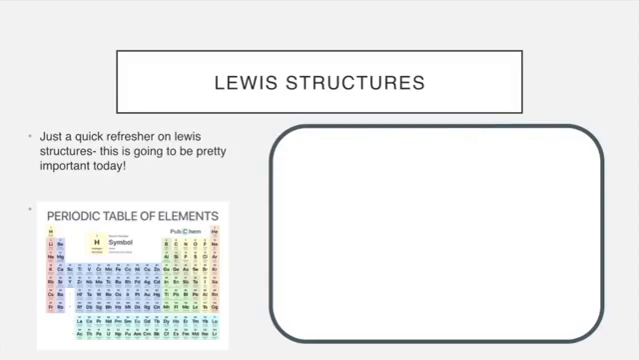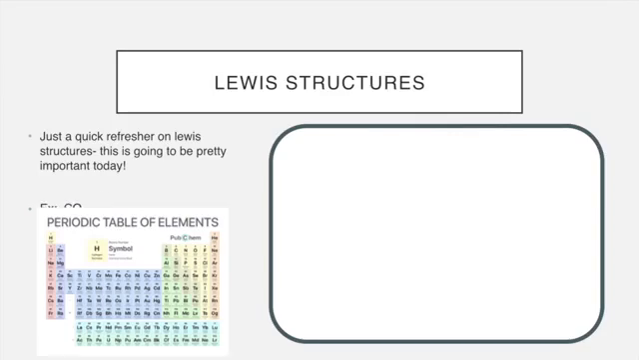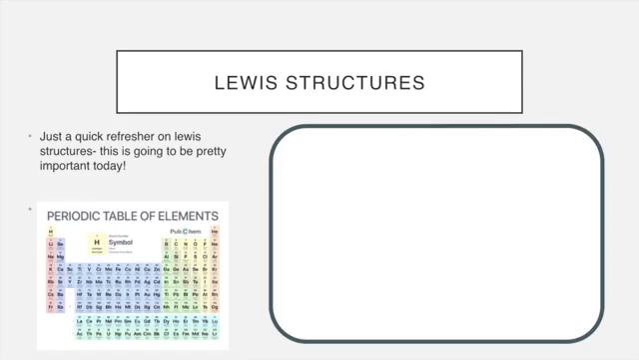Okay, so before we get started, we do need to do a very quick refresher on Lewis structures. This is going to be pretty important for today's lesson. I'm going to do a couple of examples, and I think my example got cut off. It's underneath my periodic table where that bullet is, but that's okay. I already know what it's supposed to be. So let's go ahead and try this out.